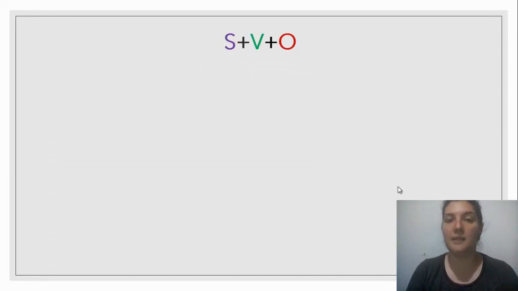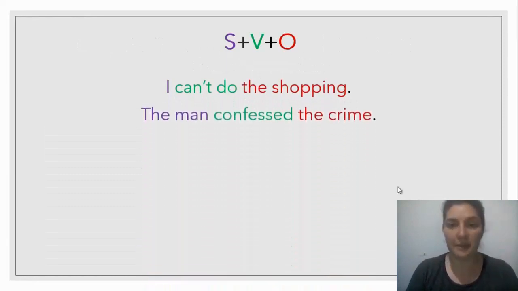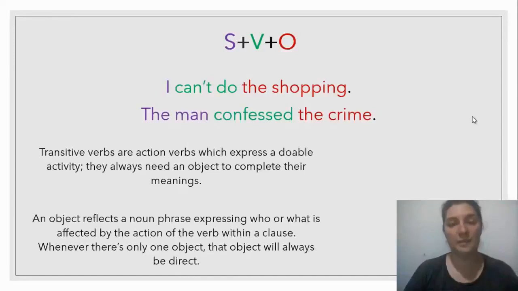The third pattern we are going to see is subject plus verb plus object. Examples of that are I can do the shopping, the man confessed the crime. In this case, we have a verb which is known as a transitive verb. A transitive verb is a verb which expresses an action. They need extra information to complete their meanings.